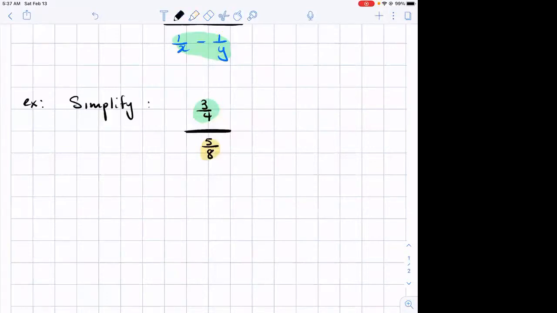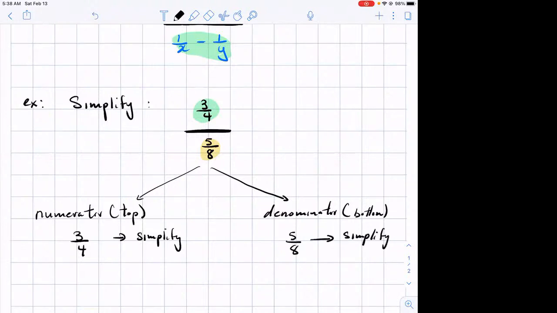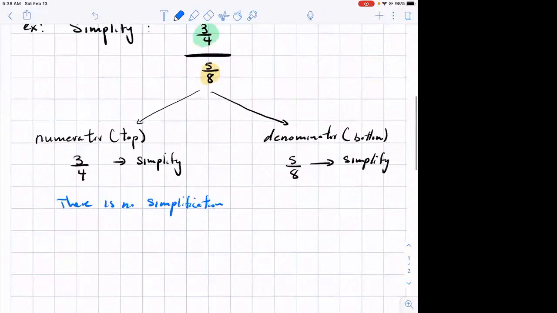So what you can think of, we sort of did this before. Look at the top, the numerator, and I'll refer to that as the top, which is 3 over 4, and simplify. And then we look at the bottom, the denominator, and that's 5 over 8. Try to simplify this, or add or subtract, whatever you have to do. So notice here, there is no simplification. And same thing here, you cannot simplify 5 over 8.